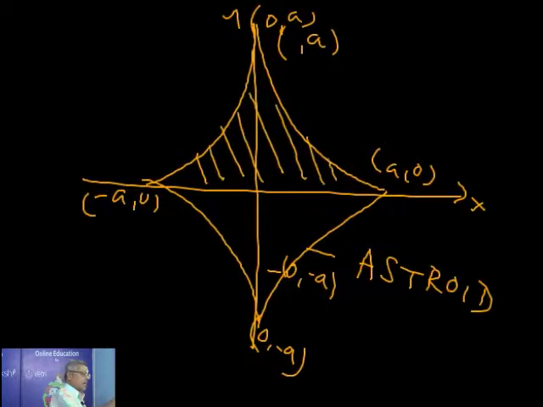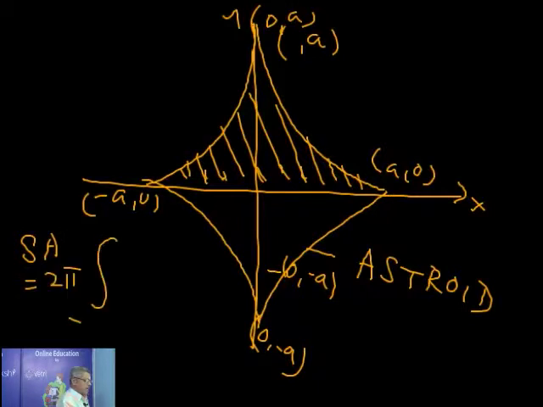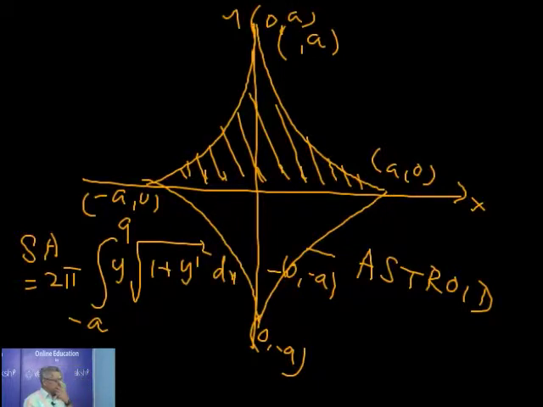So once you know that, we are rotating this area above the x-axis to find the volume of the solid generated by rotating an asteroid about x-axis. That volume as well as surface area. So volume we have seen. Surface area is given by 2 pi integral minus a to plus a y times root of 1 plus dy by dx whole square, I am writing y dash square dx. So this is the formula to find surface area.